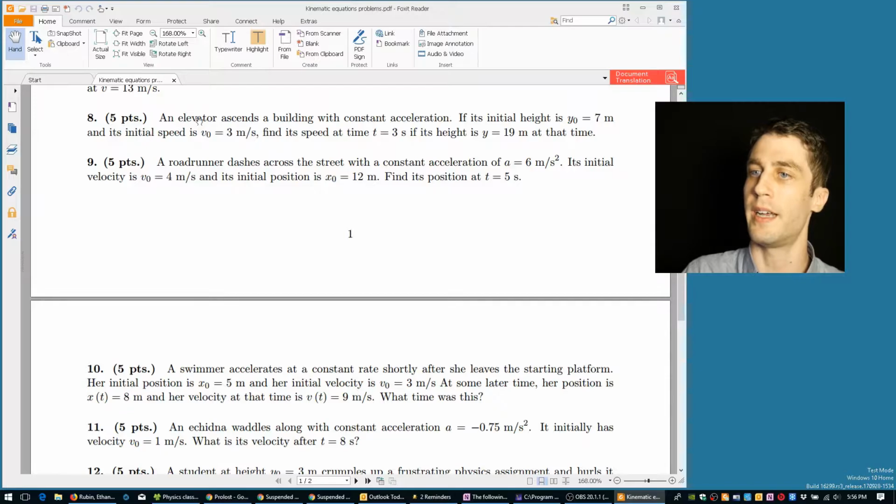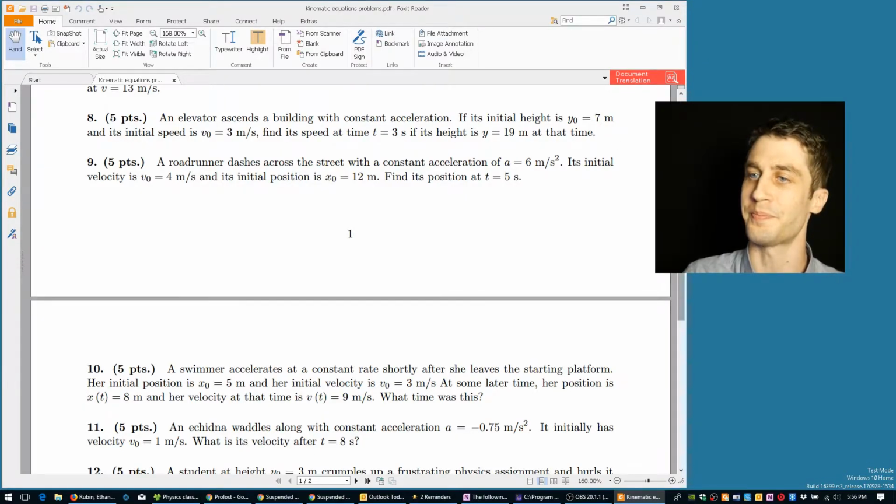Question 8. An elevator ascends a building with constant acceleration. If its initial height is y naught equals 7 meters and its initial speed is v naught equals 3 meters per second, find its speed at time t equals 3 seconds if its height is y equals 19 meters at that time.